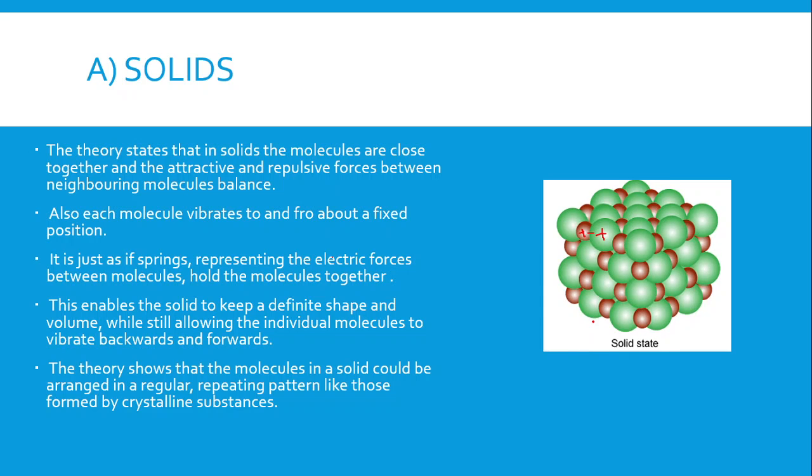This arrangement of positive to negative terminals doesn't only keep it in a definite shape, but it also helps them to vibrate backwards, which really causes it to bond together. The theory about solids basically shows that the molecules in a solid could be arranged in a regular repeating pattern, like those that are formed by crystalline substances.